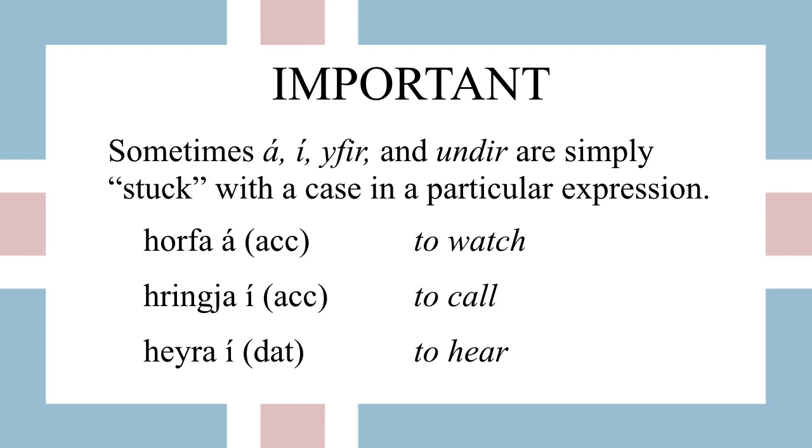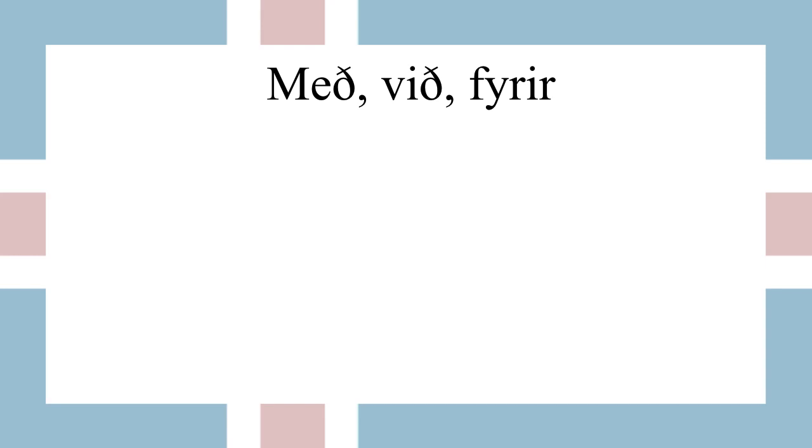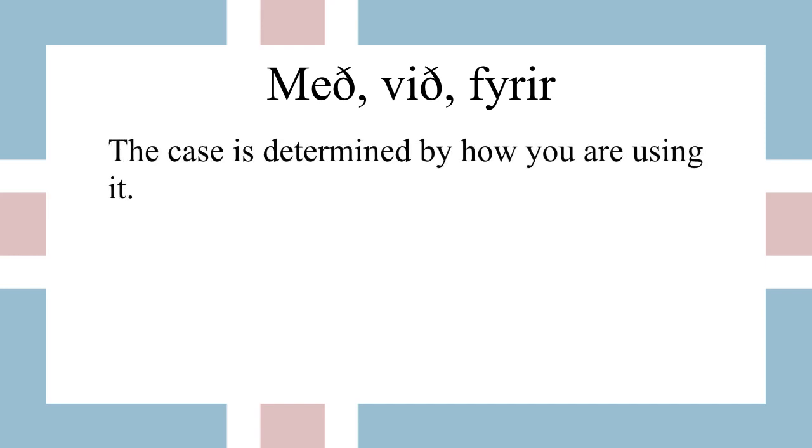These uses of á and í have nothing to do with on or into, which means you don't have to worry about this motion concept. You just have to remember which case these particular expressions take. Now let's talk briefly about með, við, and fyrir. These prepositions can also take accusative or dative, but we don't really have this motion concept at all. The case is determined by how you're using it. This is complicated. It takes a lot of practice. It takes a lot of exposure to the language, but we'll talk briefly about it here.